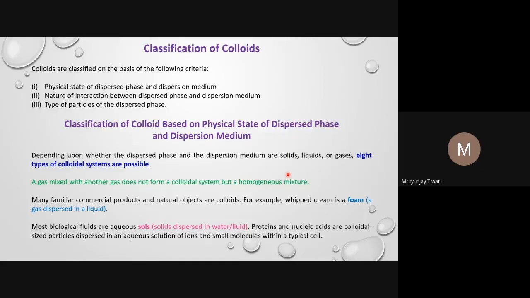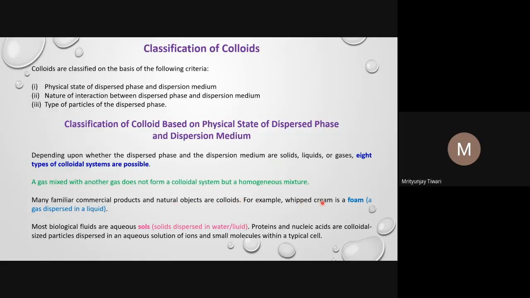So what can we see? There are eight types of possible colloidal systems based on the physical state. Depending upon whether the dispersed phase and dispersion medium are solids, liquids, or gases, eight types of colloidal systems are possible, based on the physical state of the dispersed phase and dispersion medium and all the possibilities that we can consider. Many familiar commercial products and natural objects are colloids.